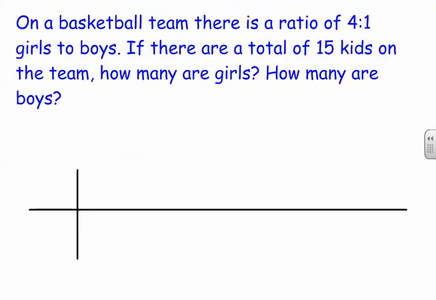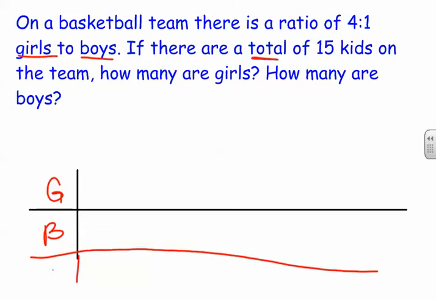Let's do a couple more. On a basketball team, there is a ratio of 4 to 1, girls to boys. If there's a total of 15 kids on the team, how many girls and how many are boys? So let's set up my table. I've got my blank table here. I'm comparing girls and boys. But because I've said something about a total, that means I need to have a total row as well. Okay? So right now I have a 4 to 1 ratio. So how many total kids is that? 4 plus 1 is 5. I want to get to a total of 15 kids. So that's my new total.